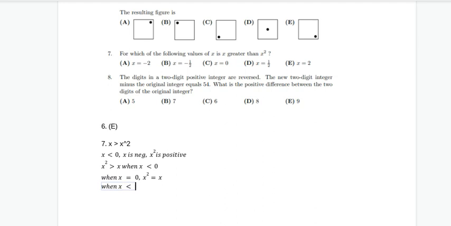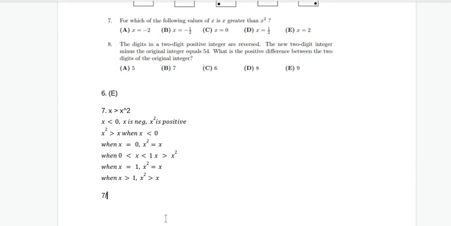When x is between 0 and 1, this is the only case where x will be larger than x squared, because if you multiply a number by a number between 0 and 1, the result must be smaller. In other cases, when x is equal to 1, x squared is equal to x, and when x is larger than 1, x squared is larger than x. So only when 0 is less than x is less than 1 is x larger than x squared. Therefore, we find the number in this range, which is D.